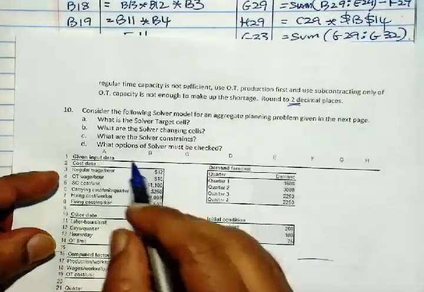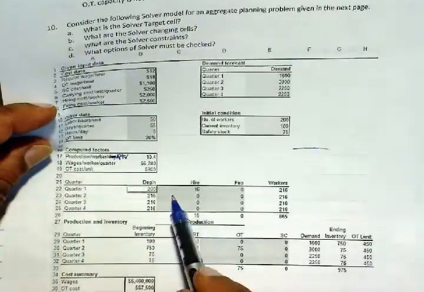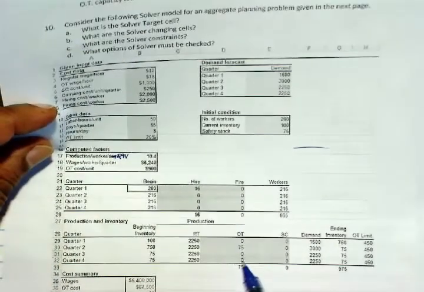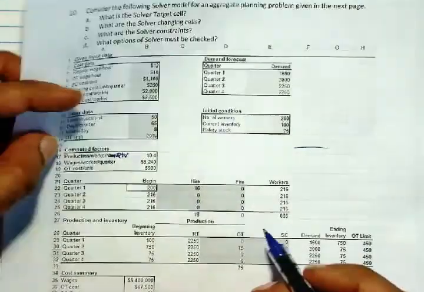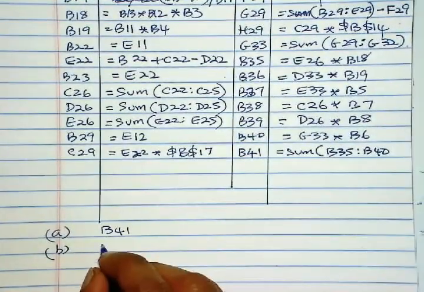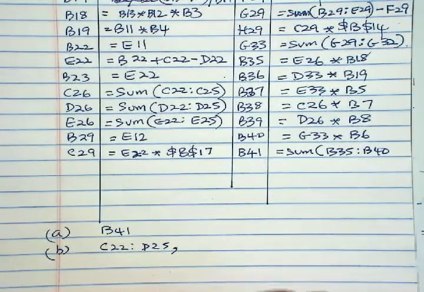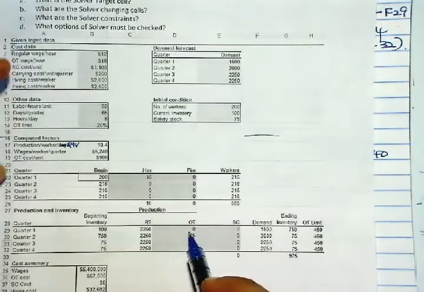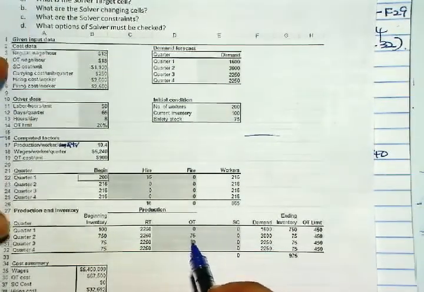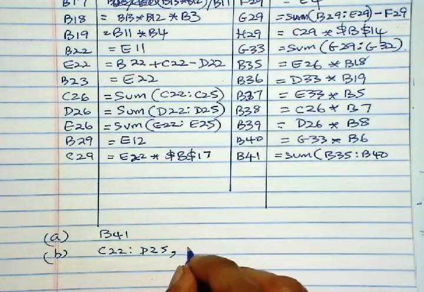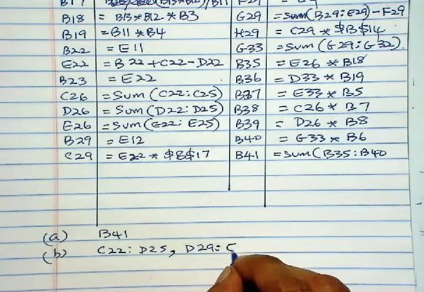And B is what are the solver changing cells. Changing cells are these two sets. So C22 through D25, and overtime and subcontracting, so that will be D29 through E32.